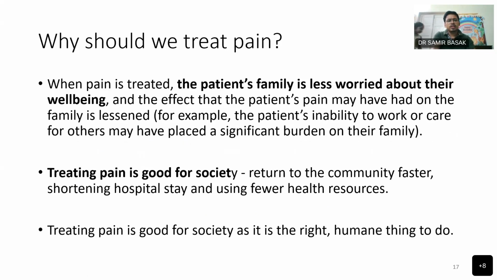And for the family, they will be less worried about the problem. They will decrease the stress. All this leads to less problems. For the society also, patients will return to the community faster, with a shorter hospital stay and reduced healthcare cost. For all these reasons, for the benefit of the patient, the society, and the family, we should treat the pain on humanitarian grounds.